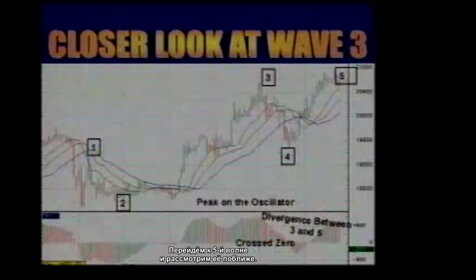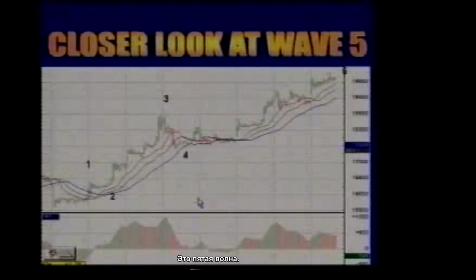Let's now go to wave 5 and have a closer look at wave 5. This is wave 5. Wave 5 appears to have an extended 5 wave, but still, even if it's extended, we still have the oscillator working right.